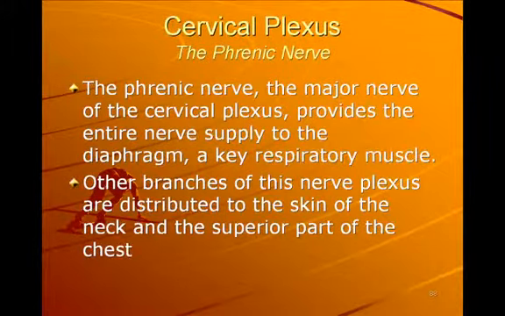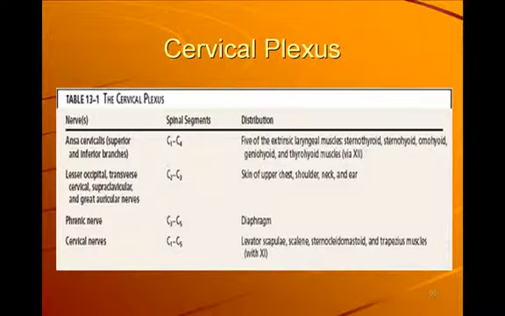The phrenic nerve is the major nerve of the cervical plexus, and it provides the entire nerve supply to the diaphragm. This is the key muscle in the respiratory system. We will discuss the respiratory system later on in the chapter, but if you remember from the muscle system as described in A&P 1, the diaphragm is responsible for 80% of respiration. So it's a major muscle, and the phrenic nerve is responsible for innervating that muscle. Other branches of this nerve plexus are distributed to the skin, the neck, and the superior part of the chest.